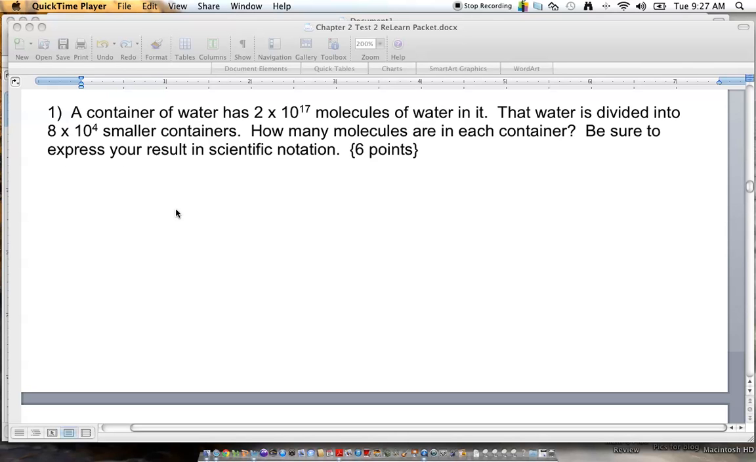Now, these are more difficult scientific notation questions. And this one talks about a container of water, and it has 2 times 10 to the 17th molecules of water, and it's going to be divided, key word there, into 8 times 10 to the 4th smaller containers. Since it's being divided, I need to divide by the smaller containers. So it's 2 times 10 to the 17th divided by 8 times 10 to the 4th. Now, one part of this almost every student got right, and that is they knew to subtract exponents. They got 10 to the 13th.